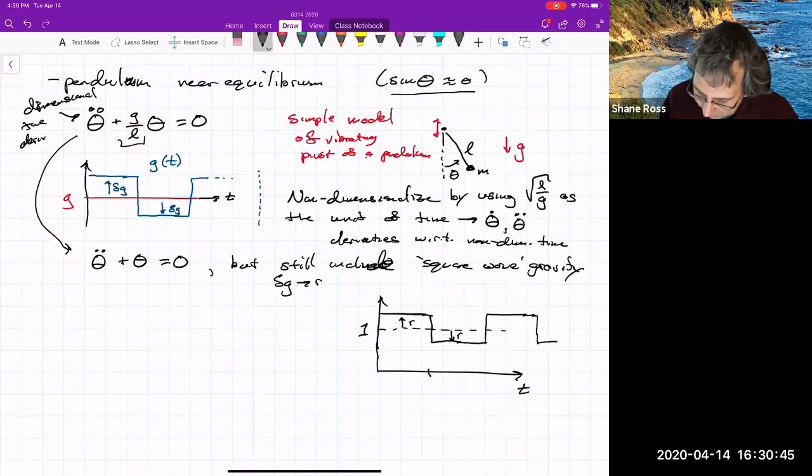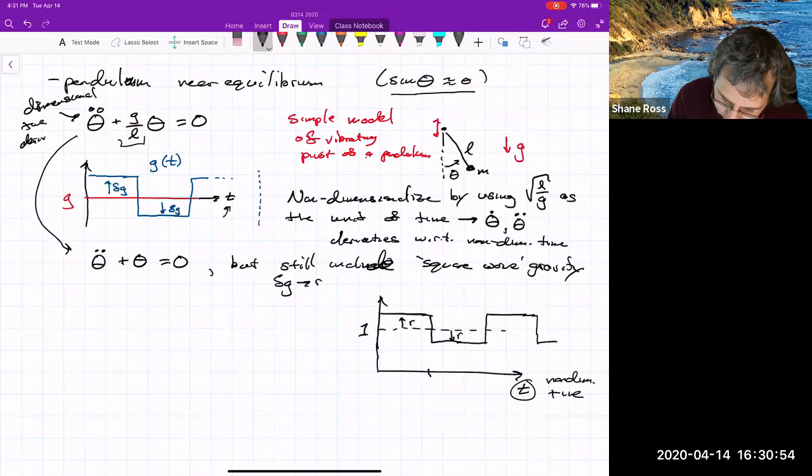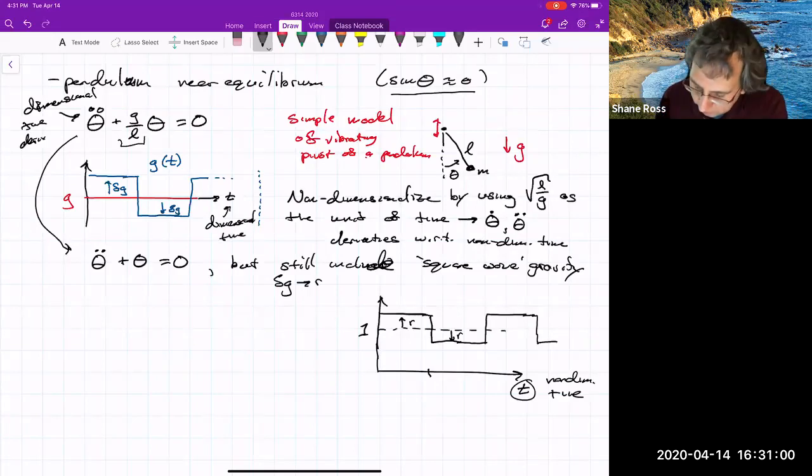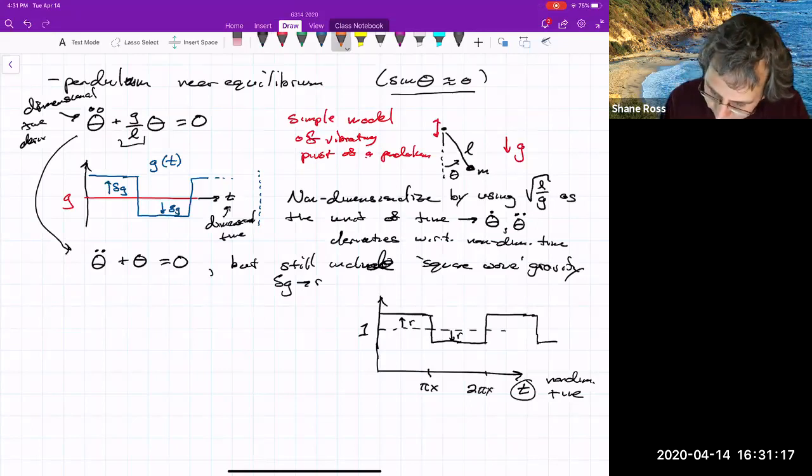We're going to define our units such that, so this is the non-dimensional time. That's kind of confusing, I know. This is dimensional time. What are we going to do? We're going to say that 1/2 period of the square wave is pi x. And so a full period of the square wave is 2 pi x. So what does that mean? That means that the period of forcing, non-dimensional period, is 2 pi x.